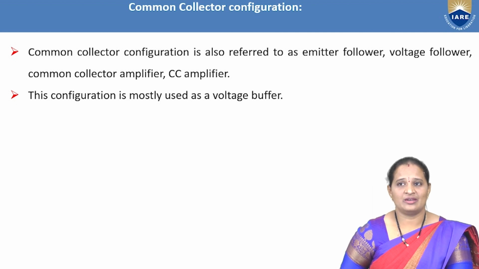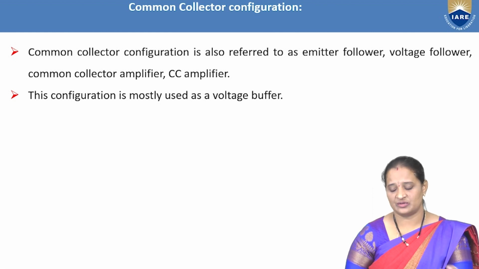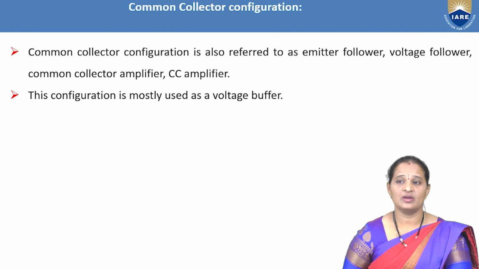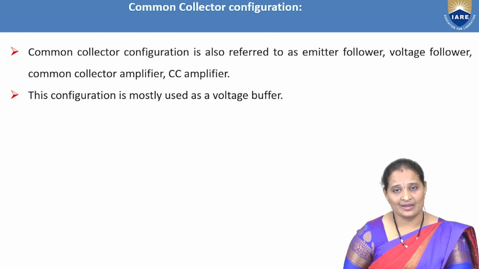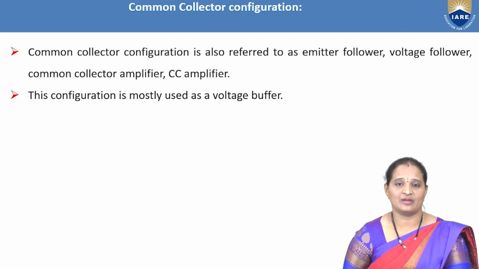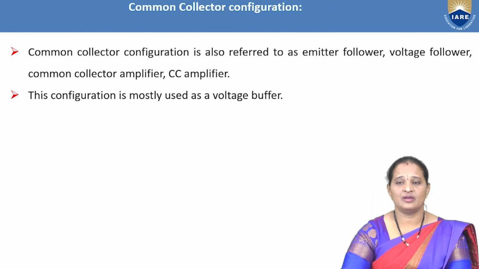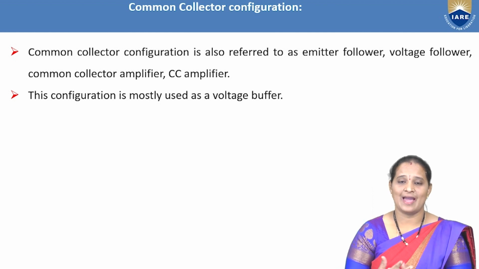As we all know, the common collector configuration is also referred to as emitter follower. Why it is referred to as emitter follower, we'll see now. It is also called a voltage follower and also common collector amplifier, or CC amplifier.